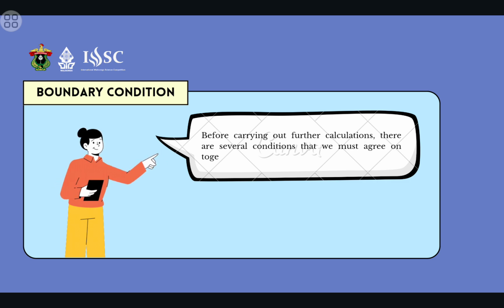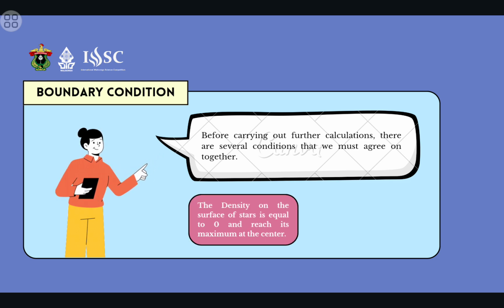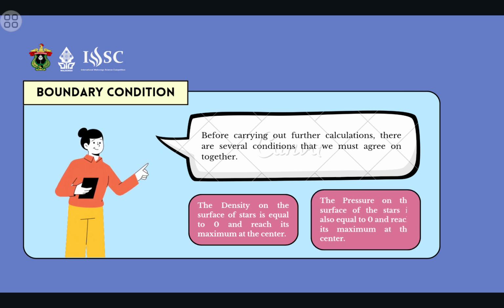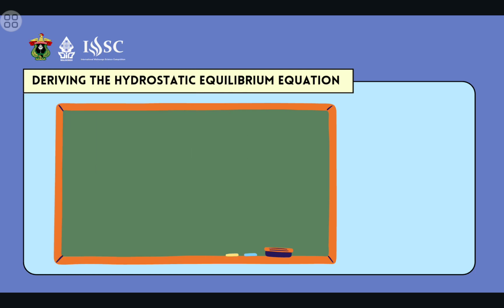Now the second step. Before carrying out further calculation, there are several conditions that we must agree on together. That is boundary condition. The first one, the density on the surface of stars is equal to 0 and reaches maximum at the center. The second one, the pressure on the surface of the stars is also equal to 0 and reaches its maximum at the center.